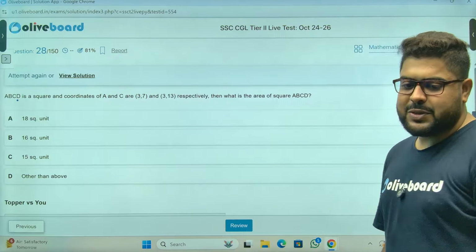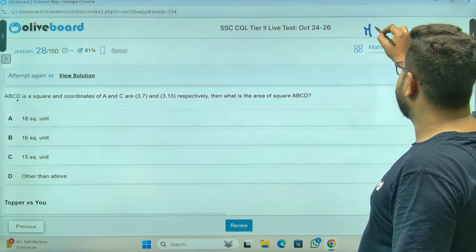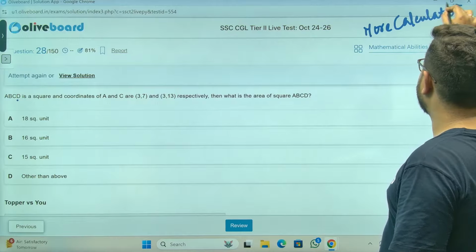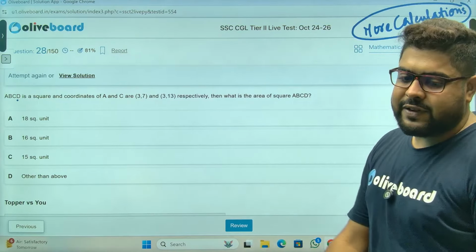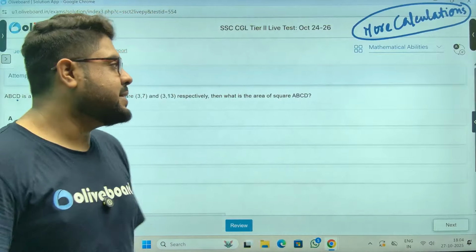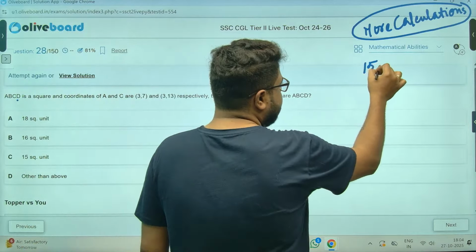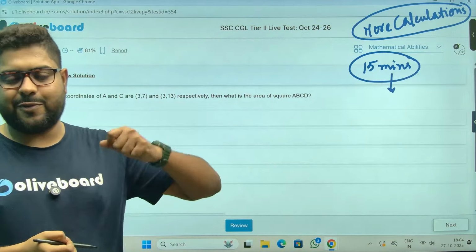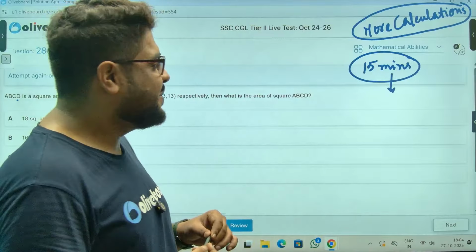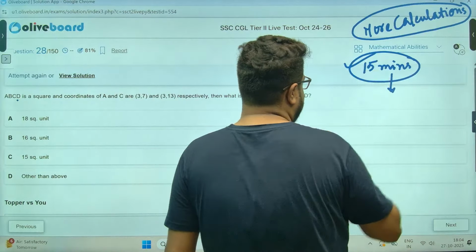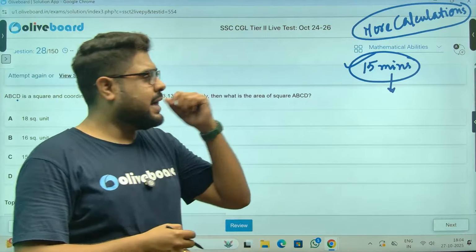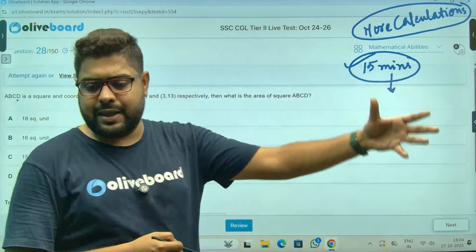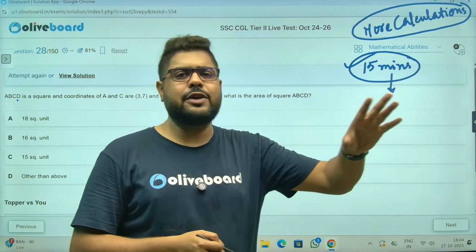For calculations, the only way to improve is to use simplifications. Please solve simplification questions. I always say every day 15 minutes. In the morning when you wake up, take a cup of tea, like waste your time, right? Take 15 minutes and practice simplification questions. Target solving at least 50 simplifications in 15 minutes. It can be from banking, it can be from SSC, it can be from anywhere.